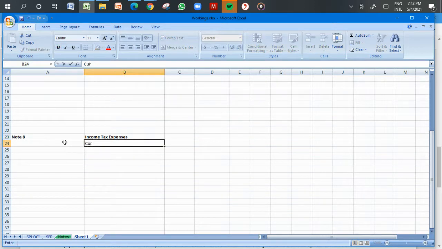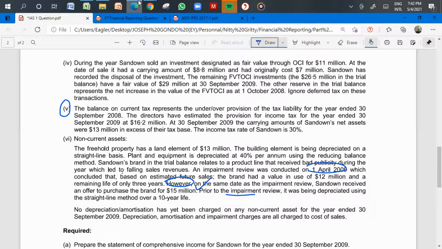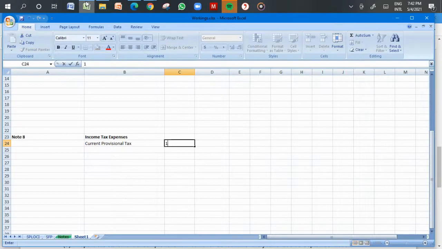we are going to say our current provisional tax. We are given that this one is given. We are told that the directors here have estimated the provision for income tax for the end of 3rd September to be 16,200. So you are going to put your 16,200.